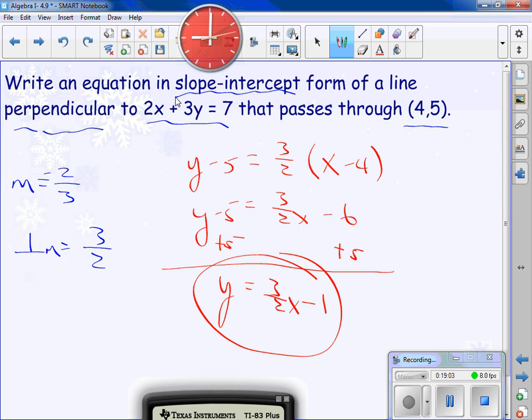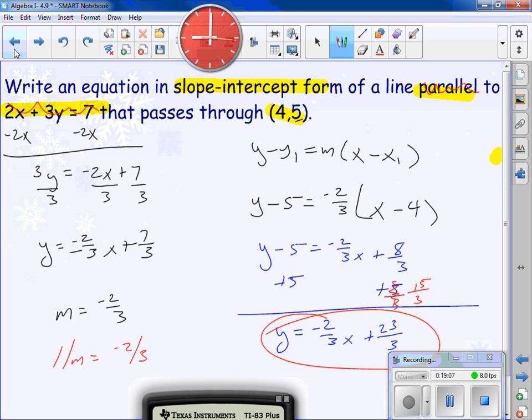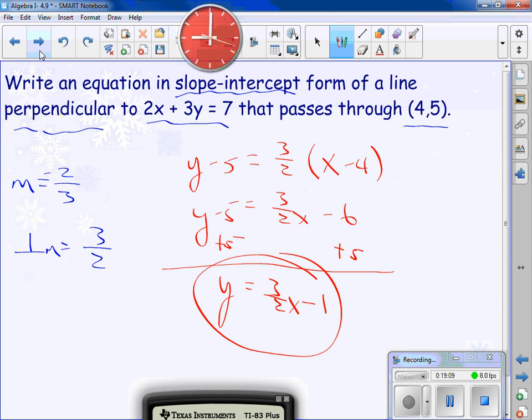One of the big mistakes on these problems is when you have to find the parallel and the perpendicular. The b is going to change. Don't just throw the new slope in and say you're done. You have to redo the rest of the problem. But you don't have to find the slope first. Any questions?